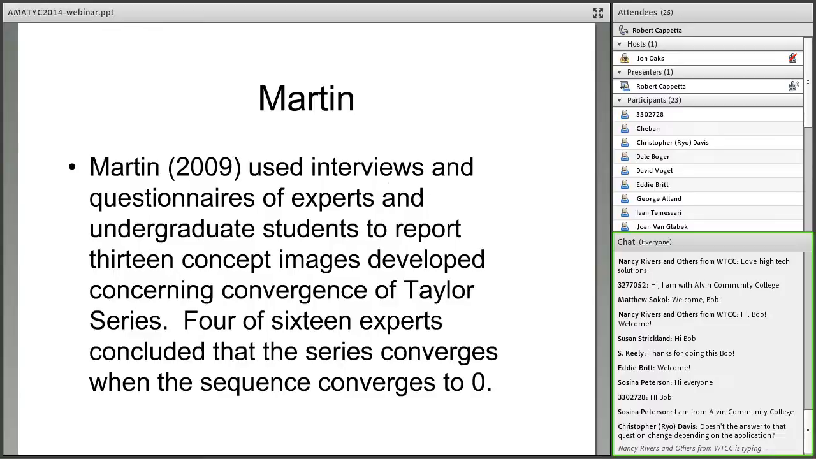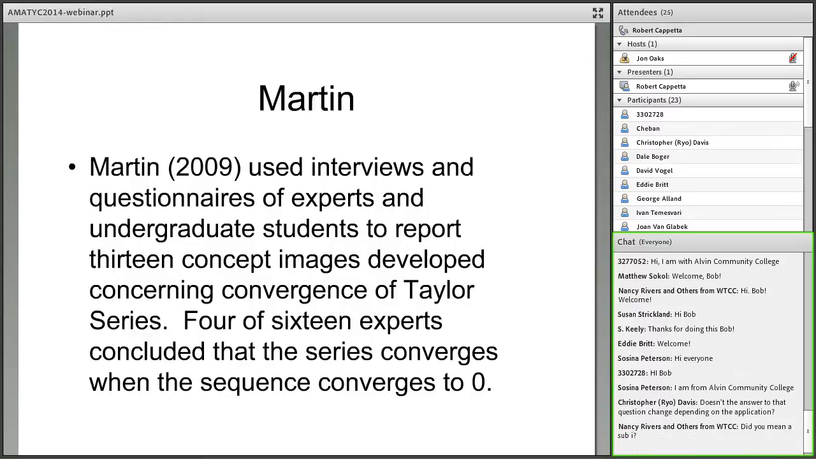So Martin in 2009 gave questionnaires to experts, and they were asked about Taylor series and how students perceived what Taylor series represented. And sure enough, 4 of the 16 experts concluded that the series converges when the sequence converges to 0. So how Martin defined experts, 4 of the 16 made that very, very common mistake that I refer to as the nth term convergence theorem, that of course doesn't exist.